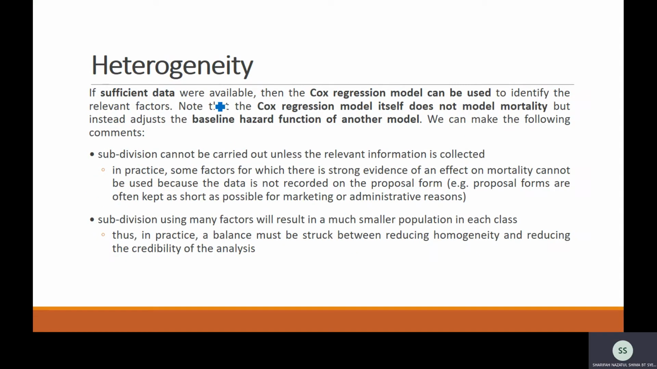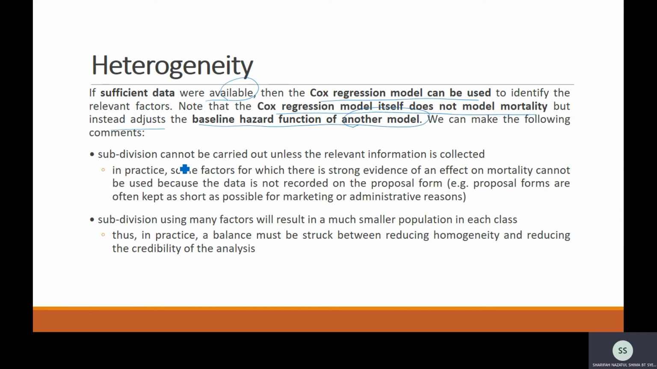If sufficient data were available, then the Cox regression model can be used. But you must take note that the Cox regression model itself does not model the mortality, but instead adjusts only the baseline hazard function of another model.